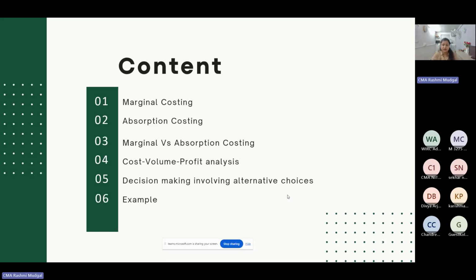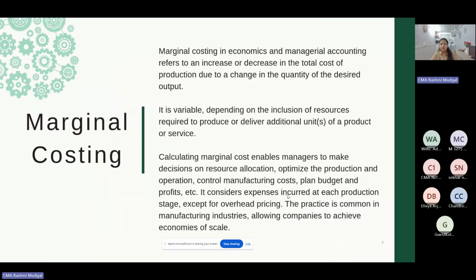Cost volume profit is going to give us a clearer picture with a diagrammatic presentation, so that we will be able to make an informed decision, and it will give us the strength to make strategy as well as to take decisions which can improve the cycle of manufacturing. They will be cost effective decisions, so that we can increase our profit. The main motive is to increase the profit, and there are examples also with this presentation. So now we are talking about marginal costing.